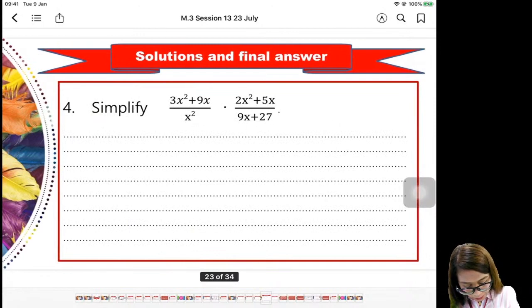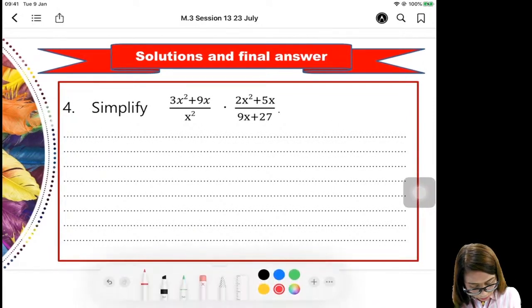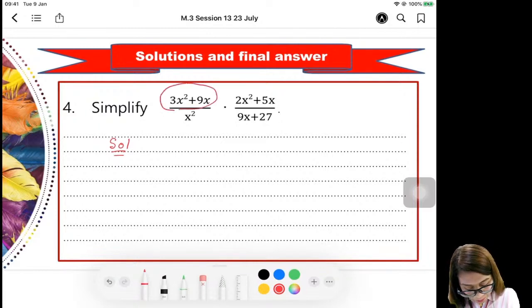For number 4, for the solution, let me write SOL. So we have here this, which is 3x squared, students. So we take out the highest common factor. Yes, Napat Pond, you are correct. So we have here 3x. Thank you for your answer. So we have 3x, quantity of x plus 3, over x squared times.